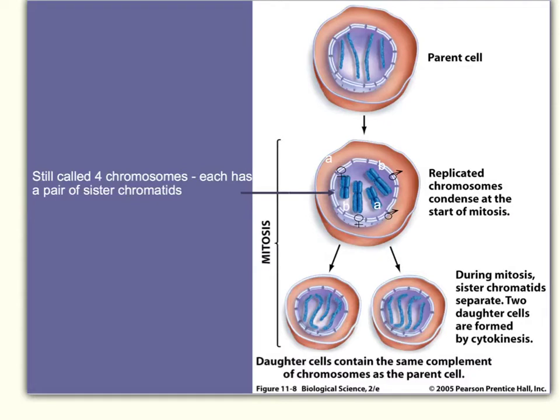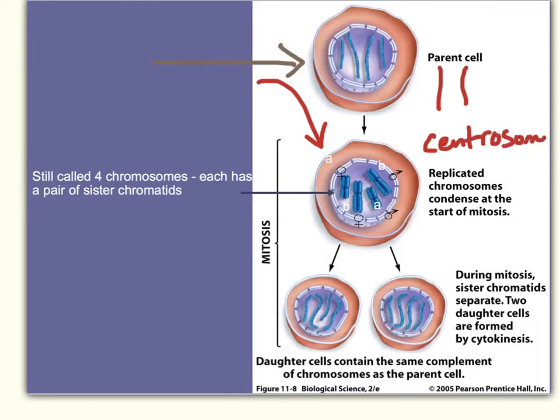Here, in the very beginning we have a parental cell that has 4 chromosomes. And prior to them being replicated, they just look like linear strands. Those are chromosomes. They're linear. They're double-stranded DNA. After the S phase, they look like this. You have sister chromatids that are bound together at the centrosomes.